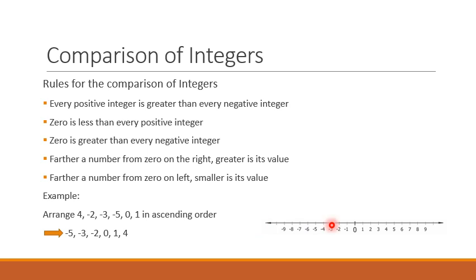Minus 3 here and minus 5. So minus 5 is farthest from 0 on the left hand side. So I can say it has the smallest value. So while writing in ascending order, minus 5 will come first. Then comes minus 3, then minus 2 and then 0, because 0 is always greater than a negative integer. After 0 towards the right we have 1 and then finally 4. So in this way we can order integers.